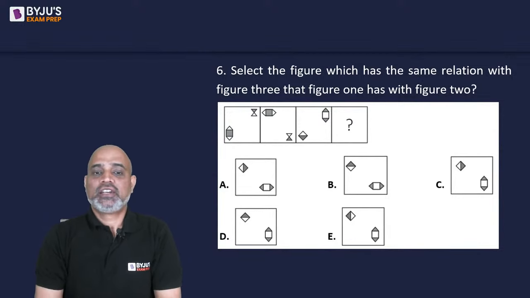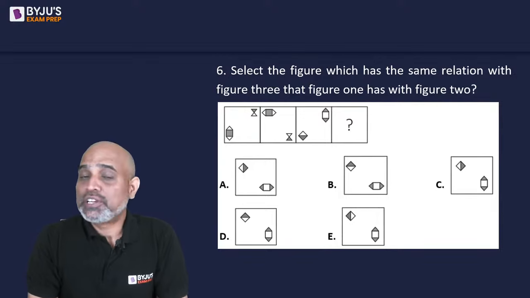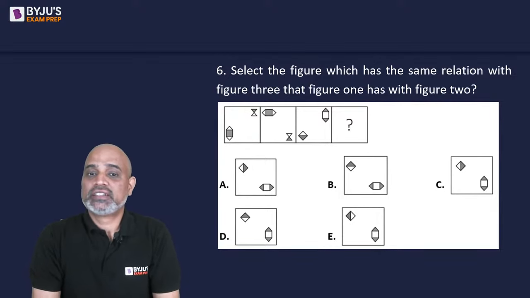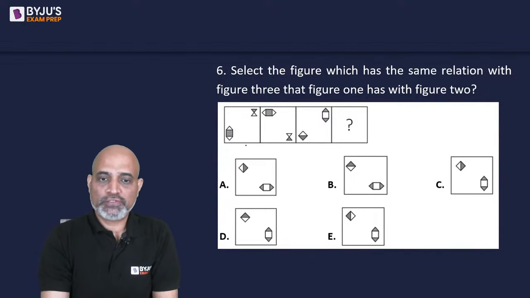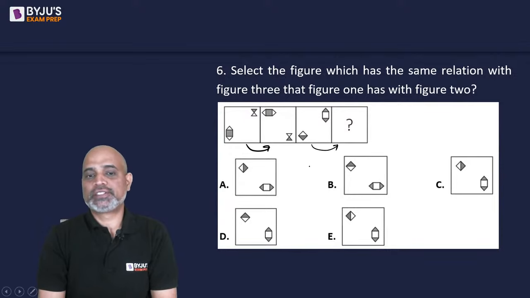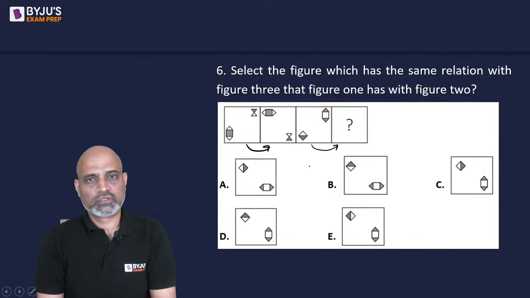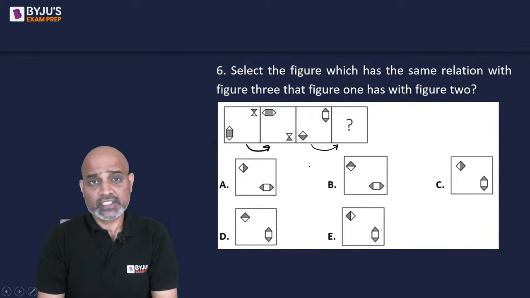Good. So we need to select the figure which has the same relation with figure 3 that figure 1 has with figure 2. Figure 1 and figure 2 are related in some way. In the same way, figure 3 and 4 are going to be related. Don't relate the second and third figure, they are not related. First and second are related. Third and fourth are going to be related.